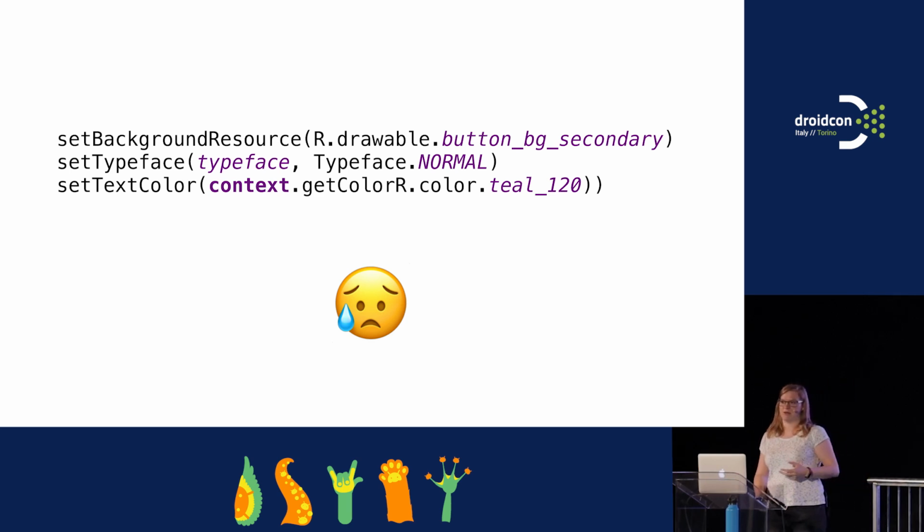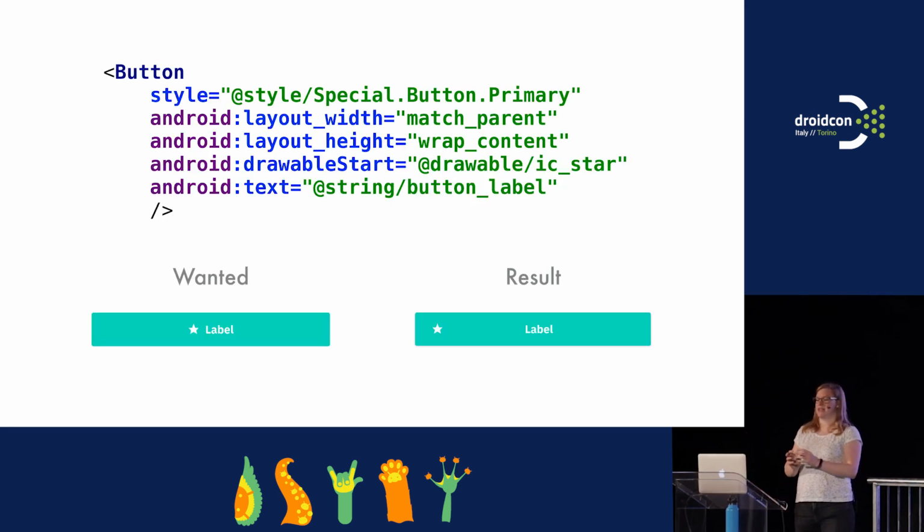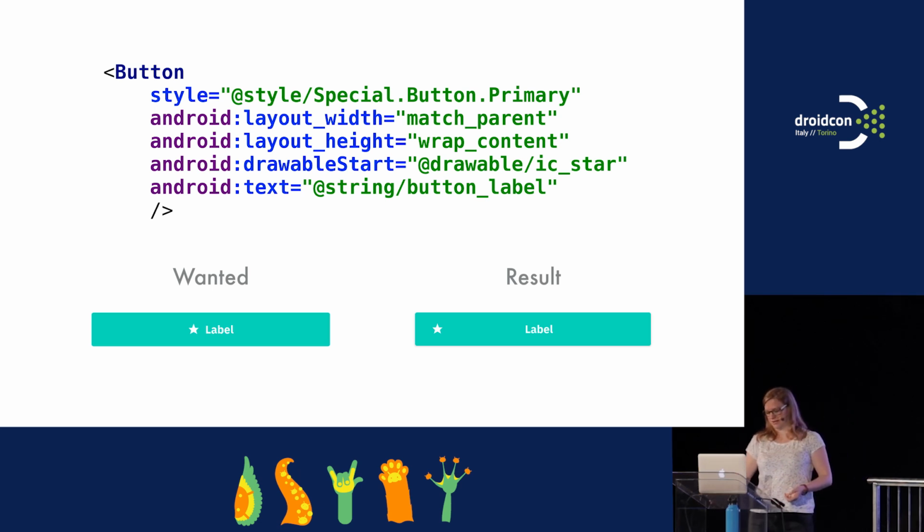We also had issues replicating the button component with just a style. We wanted the icon to align next to the text, but if you use a compound drawable with a style, the icon will actually be aligned to the side of the view instead of next to the text if the button is full width. So we couldn't really use a style for this. So we ended up with a custom view instead.